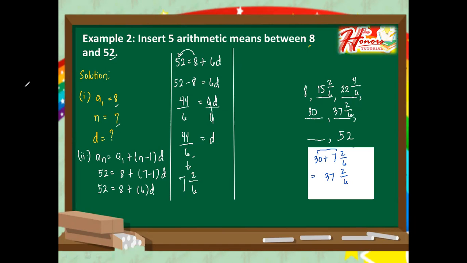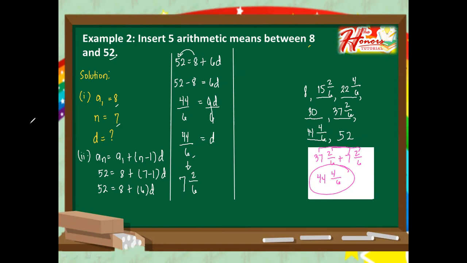And then add again. Never ending addition. But you can still make it. 37 and 2 over 6 plus 7 and 2 over 6. So 37 plus 7, that's 44. And then 2 plus 2, that's 4 over 6. So that's the answer. So that's 44 and 4 over 6.